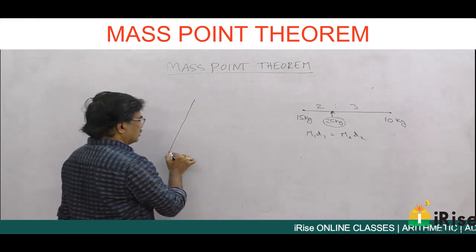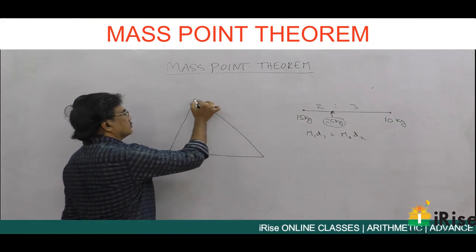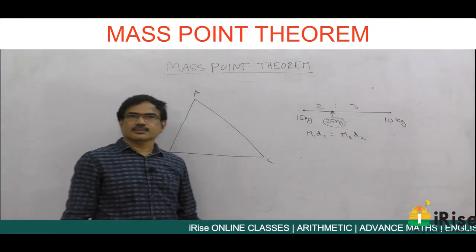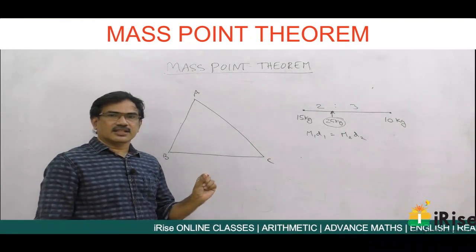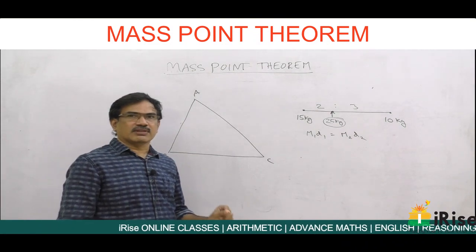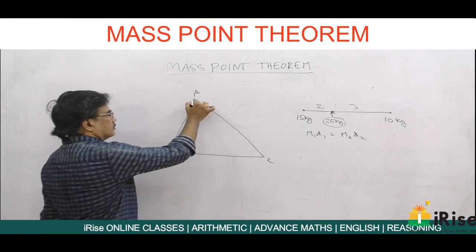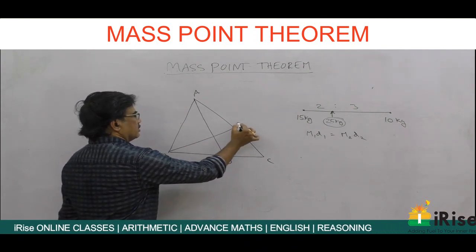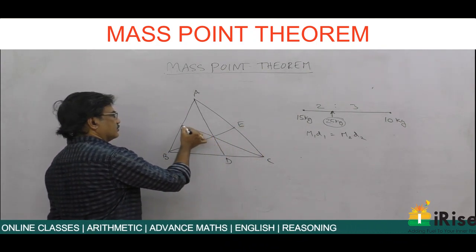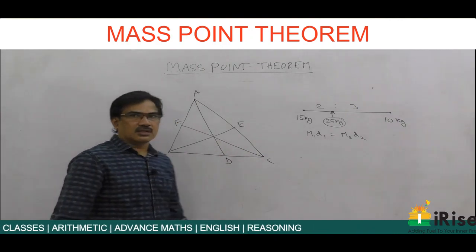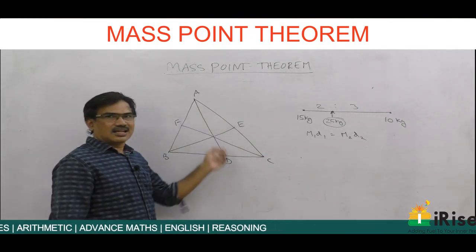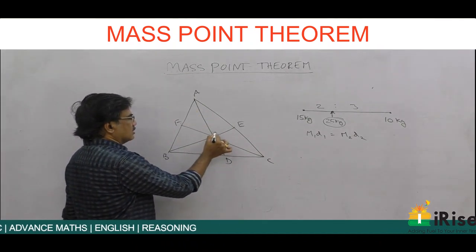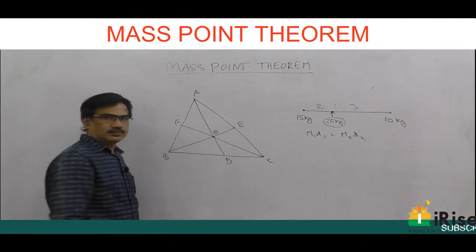Consider a triangle ABC. Draw three concurrent lines from the three vertices of the triangle: AD, BE, CF. These are the three concurrent lines drawn from the three vertices of a triangle. Let the point of concurrence be O.